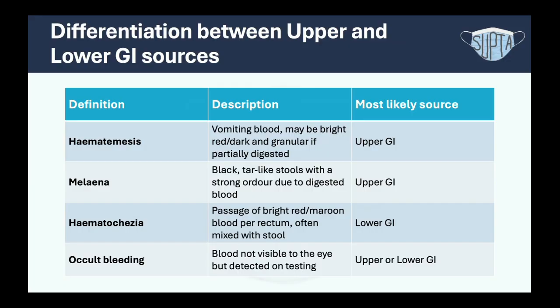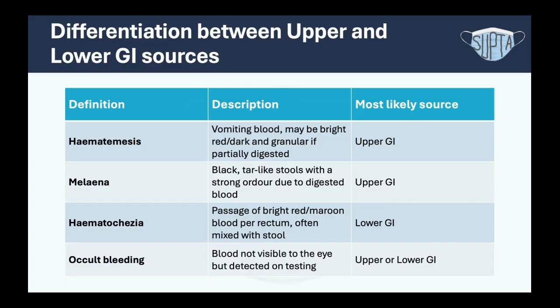And when it's mixed with stool, it suggests that the bleeding is occurring within the colon itself, and this points towards a lower GI source, like the colon or the rectum. However, if someone does have a really fast, massive bleed, like an upper GI bleed, then the blood can actually rush through before getting digested and come out as red as well.